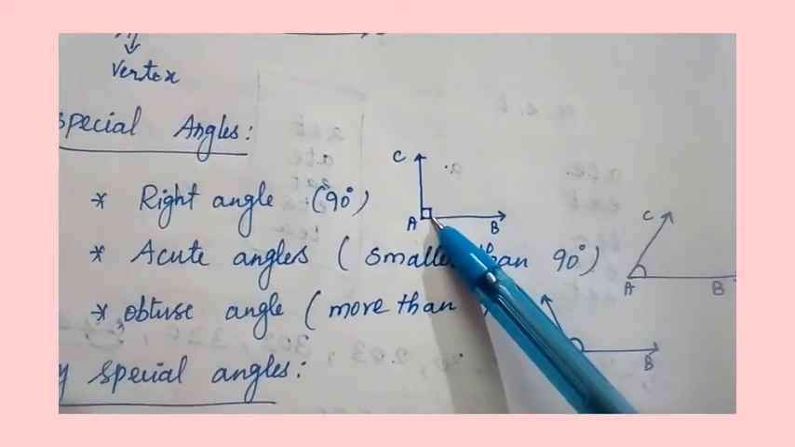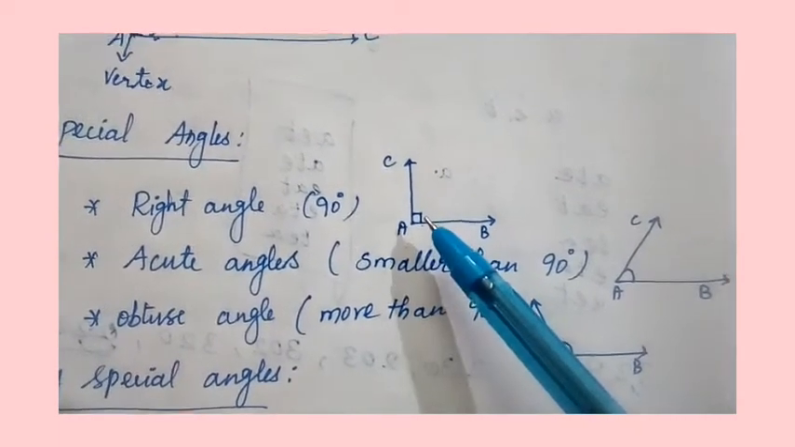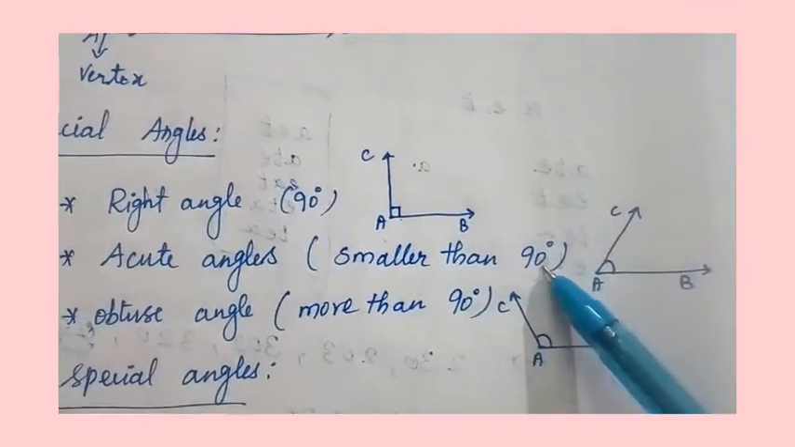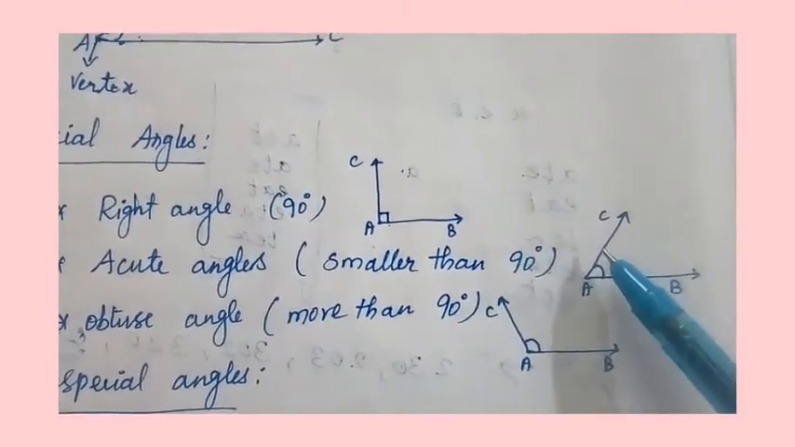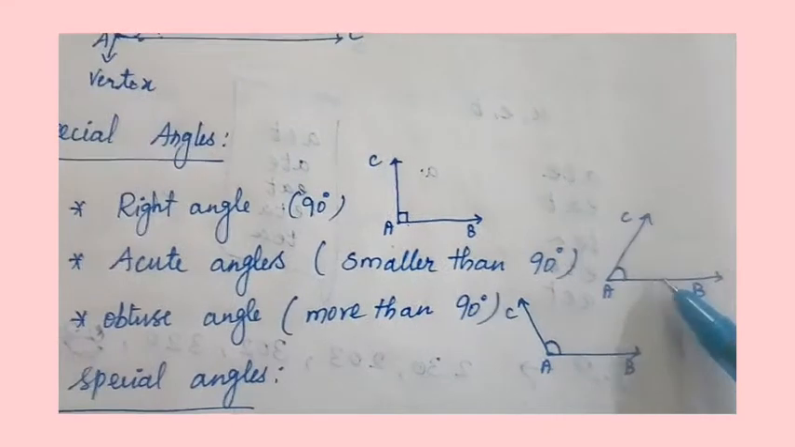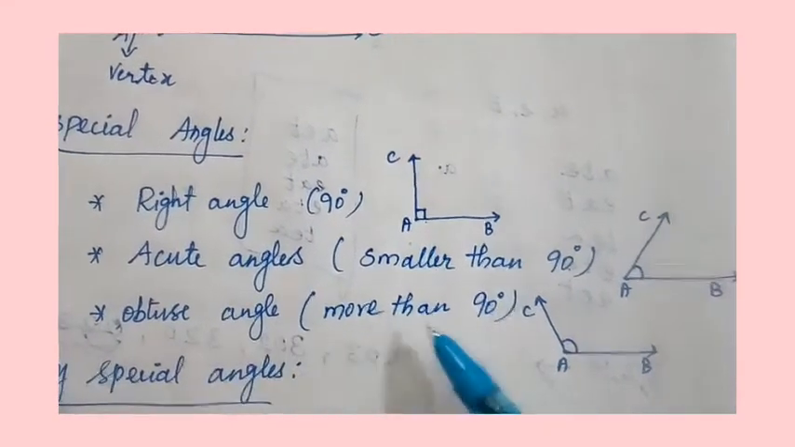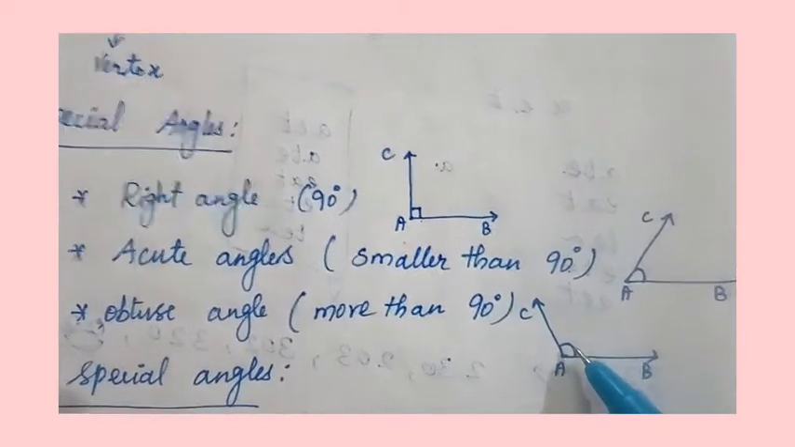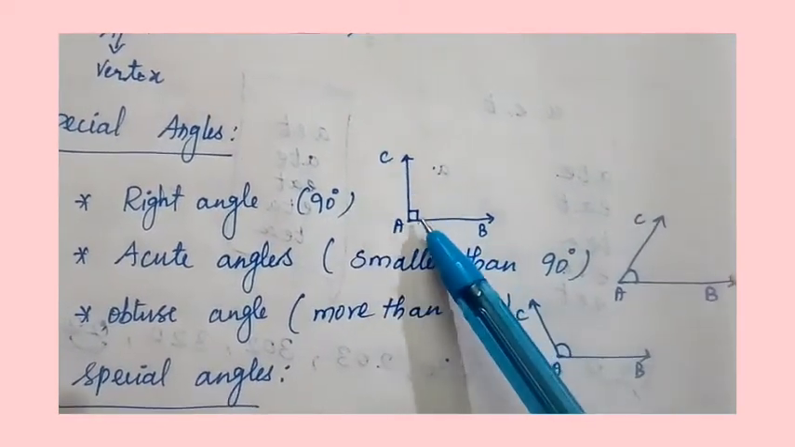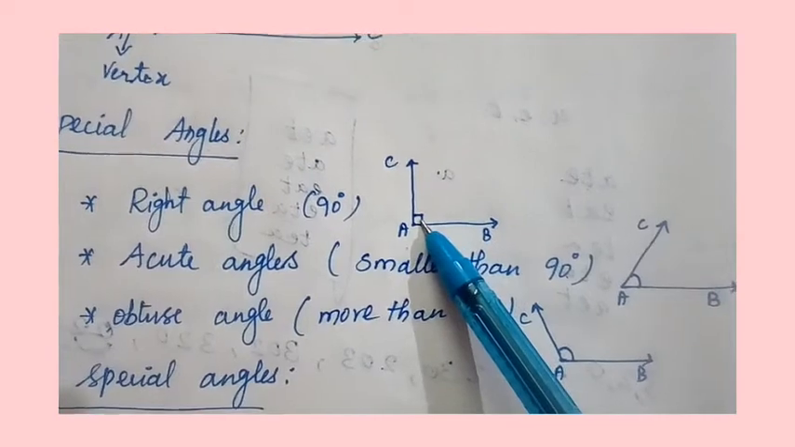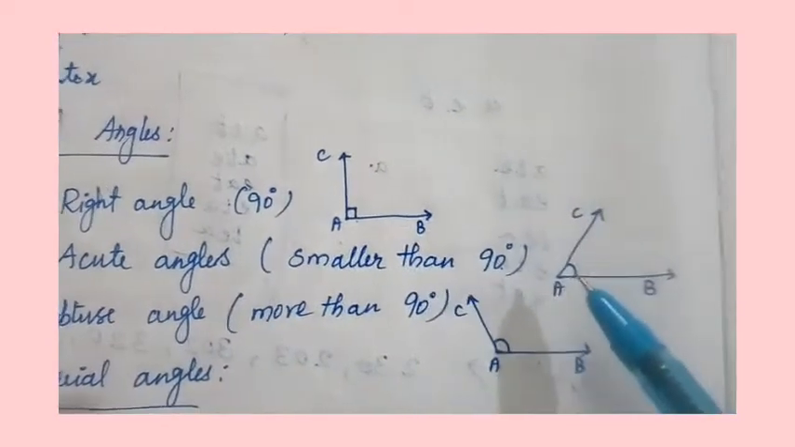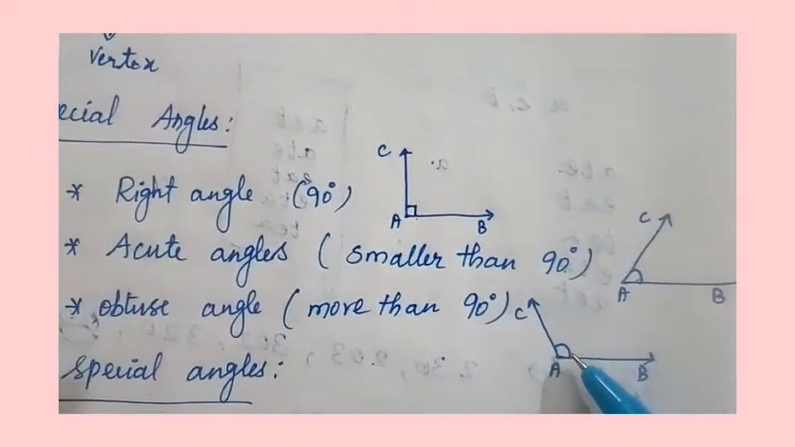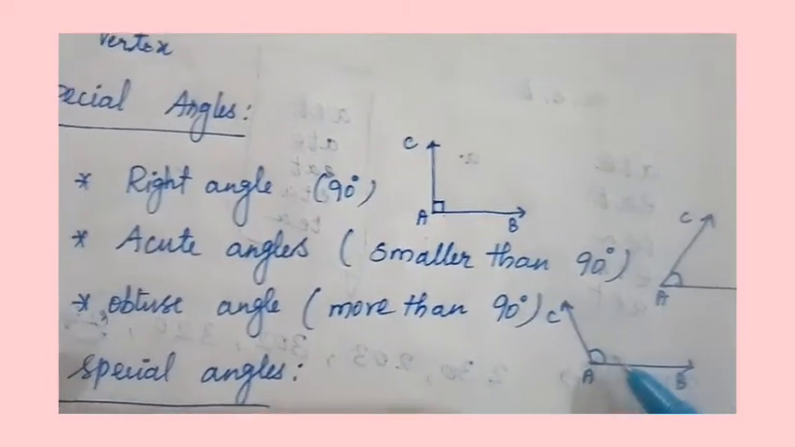For other angles, acute angle and obtuse angle, we use a curve. Acute angle means smaller than 90 degrees, below 90 degrees. Obtuse angle means more than 90 degrees, above 90 degrees. So 90 degrees is denoted by the square symbol. For the acute angle and the obtuse angle, we use one small curve.